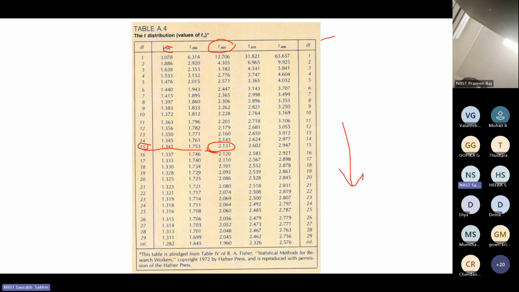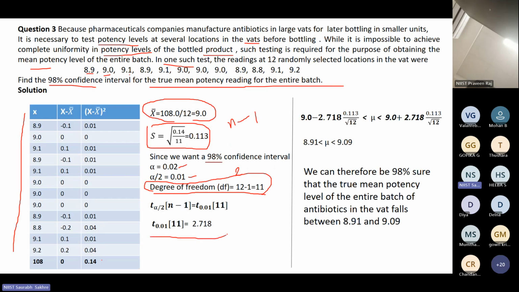Now I'll go to my t distribution table and find t 0.01. It is here, t 0.01, and my degree of freedom is 11. So in this column, the value is 2.718. My t 0.01, 11 will be 2.718.